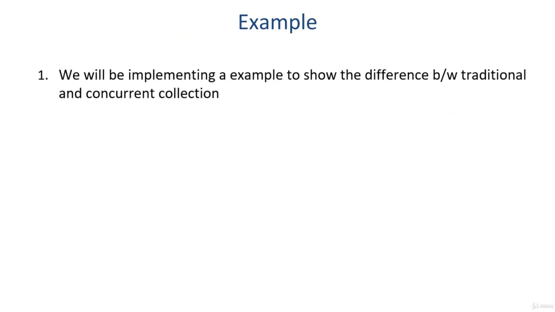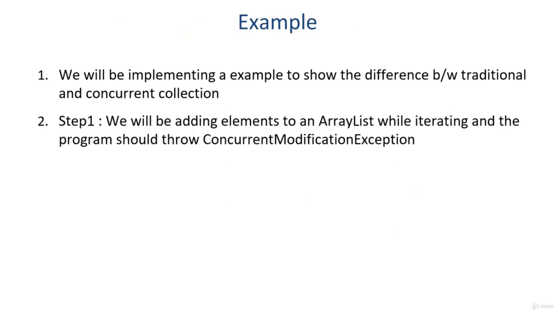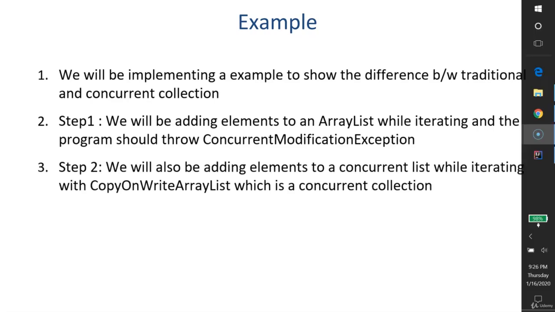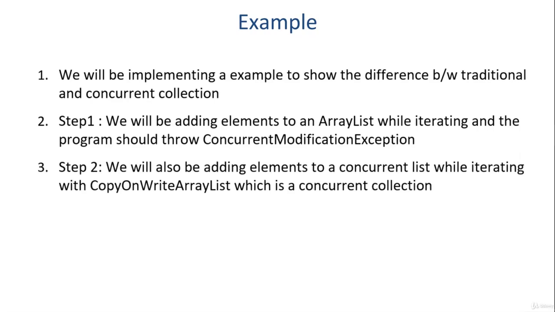For example, we'll be implementing an example to show the difference between traditional and concurrent collection. Step 1 will be adding elements to an ArrayList while iterating, and the program should throw ConcurrentModificationException. Step 2 will also be adding elements to a concurrent list while iterating with CopyOnWriteArrayList, which is a concurrent collection. Now let's implement this example in IntelliJ.